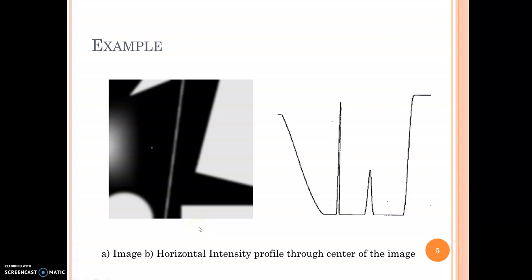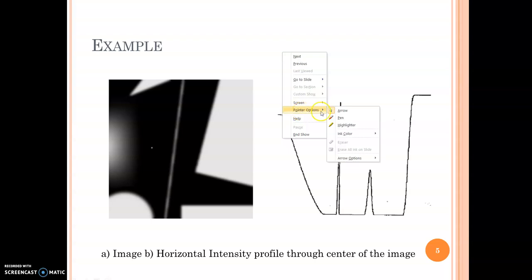In this section, we will see how to find out the first and second order derivative of an image and how this first order and second order derivative can be used for detecting the point, line and edges in an image. So for that we consider the image shown here.